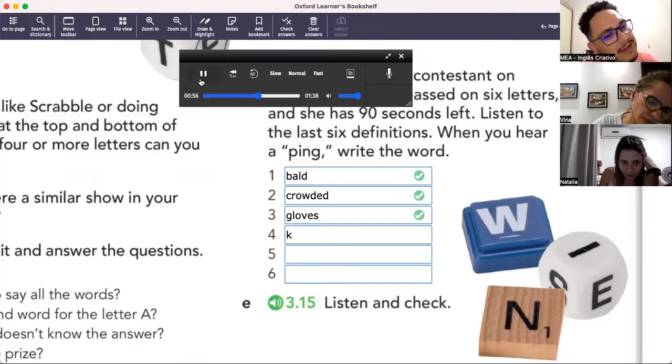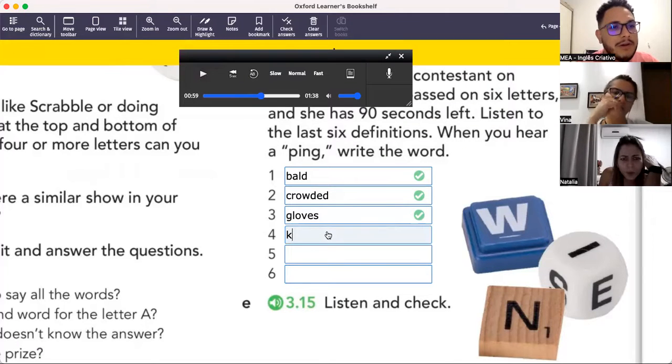It begins with K. It's the room where people cook.